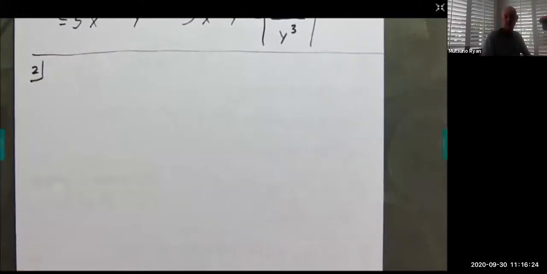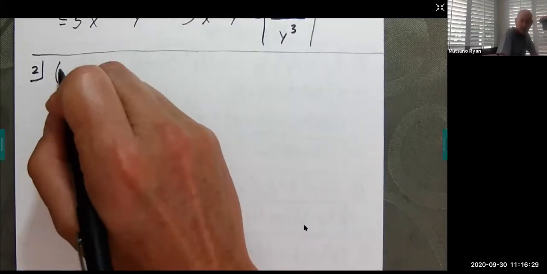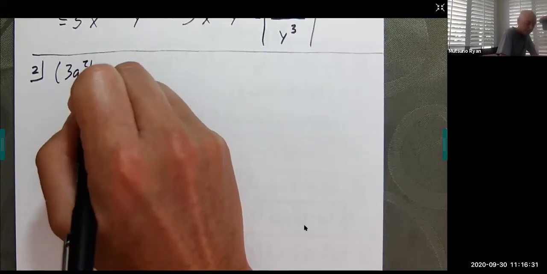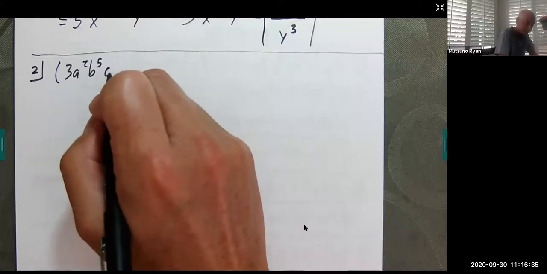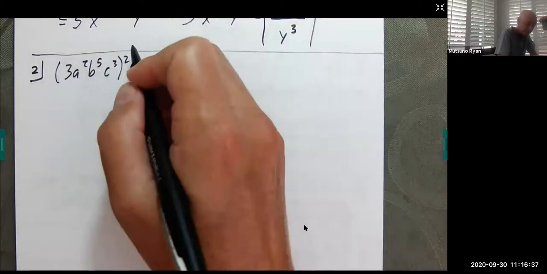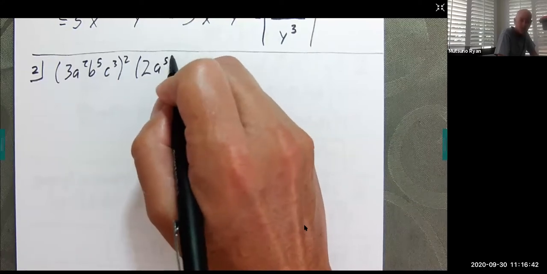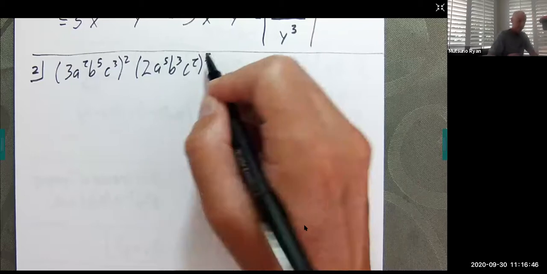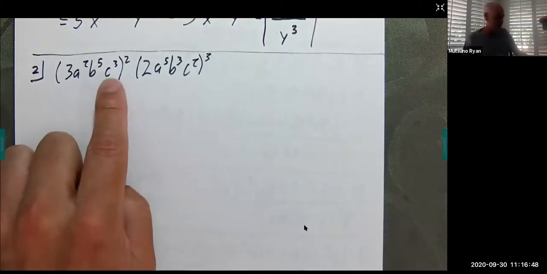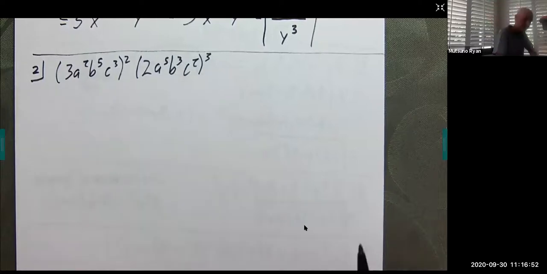Problem 2. We have 3a to the second, b to the 5th, c to the 3rd, all squared. And here we have 2, a to the 5th, b to the 3rd, c to the 2nd, to the 3rd power. And everybody in here, all their exponents are going to get multiplied by 2, and all the exponents in here are going to get multiplied by 3.